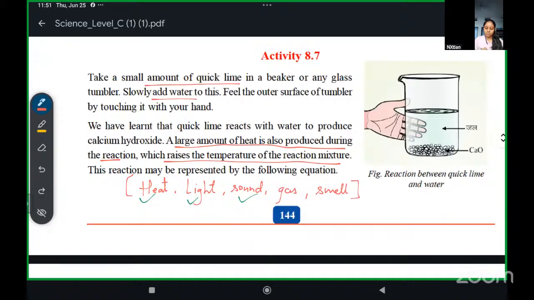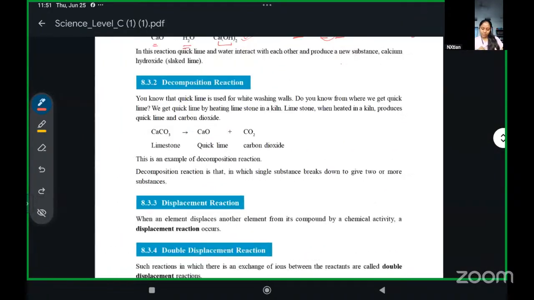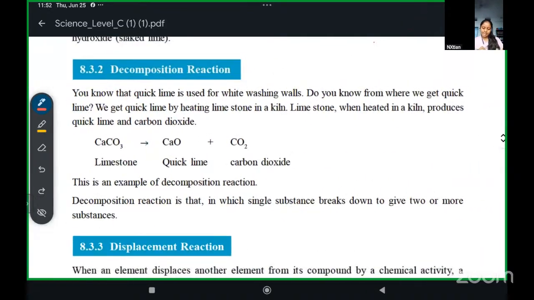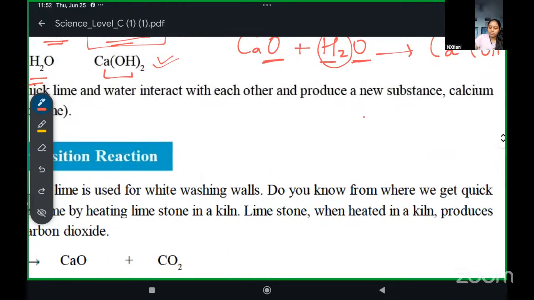Now, the next type of reaction is called decomposition reaction. This is the opposite of combination. For example, I have a substance AB.